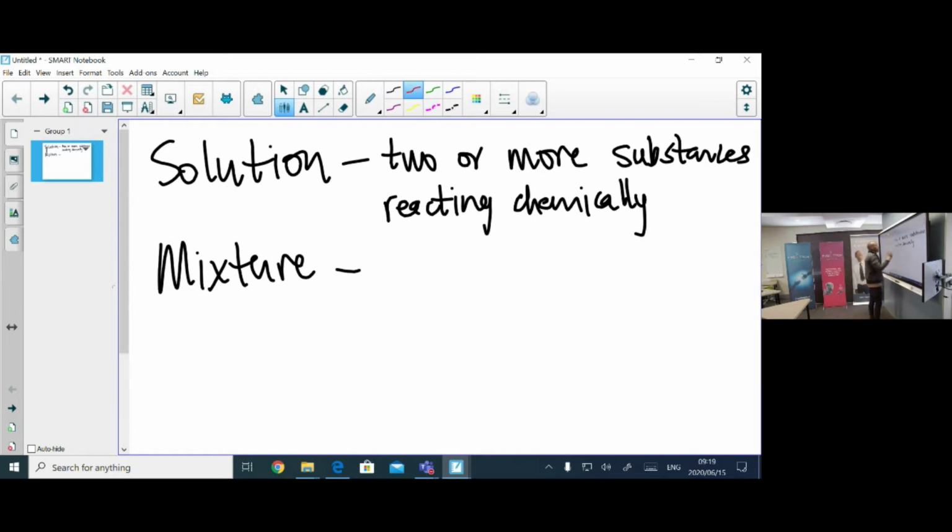Here, we are talking about two or more substances coming together, but there's no chemical reaction between the components that you have mixed. So this is of great significance: in a solution, there will be a chemical reaction, and with a mixture, there's no chemical reaction.